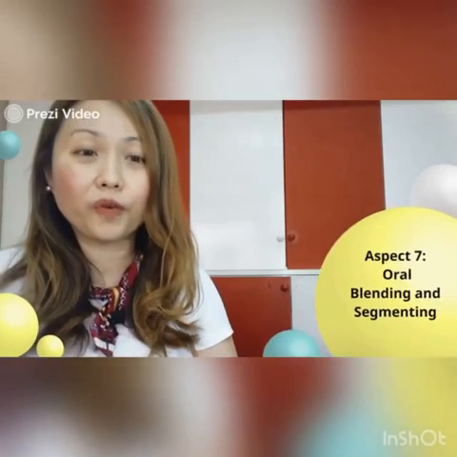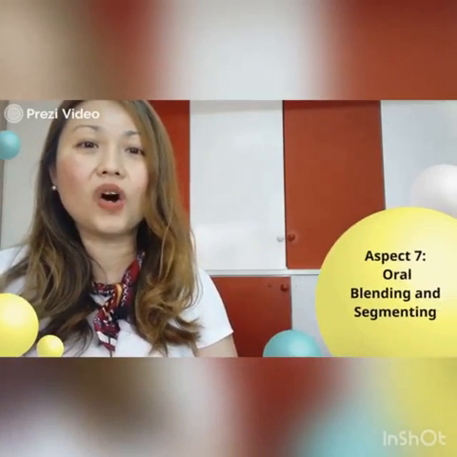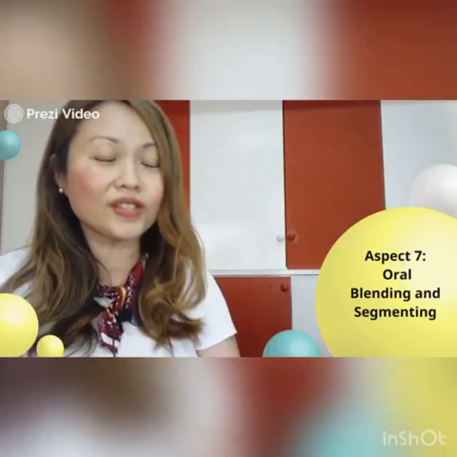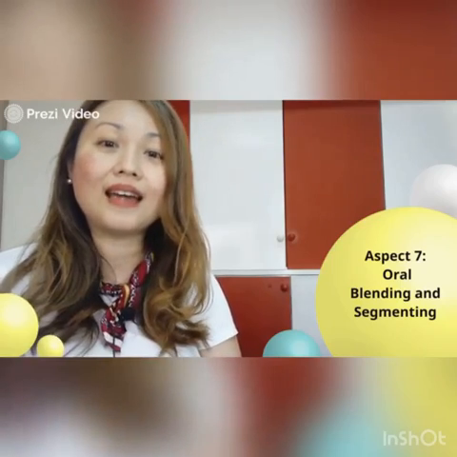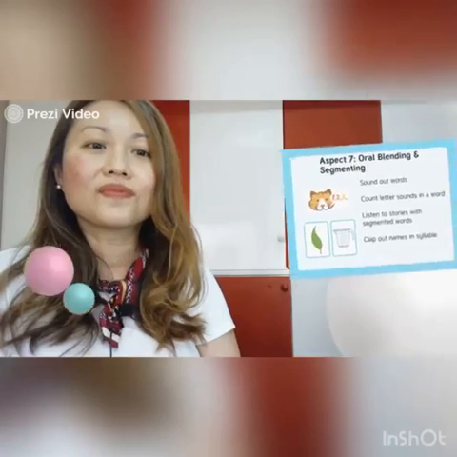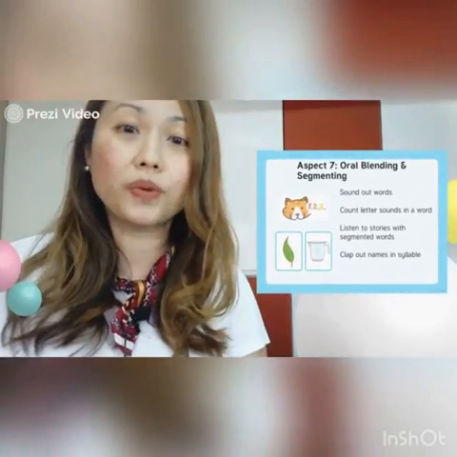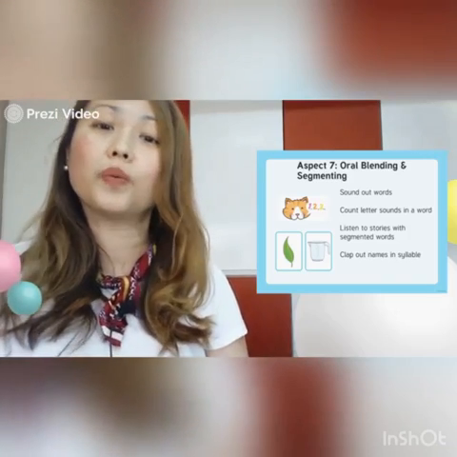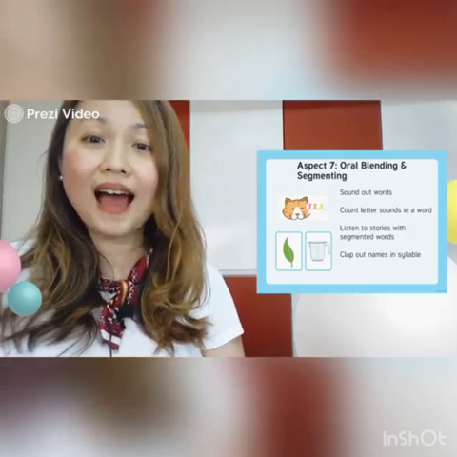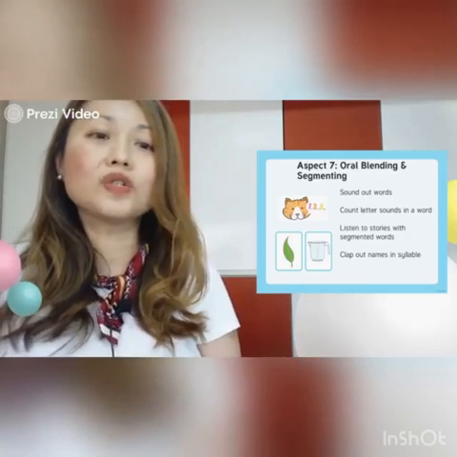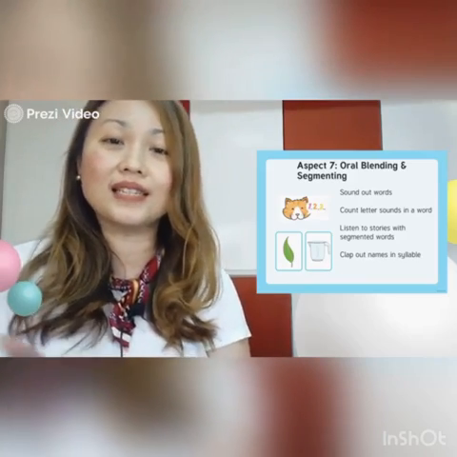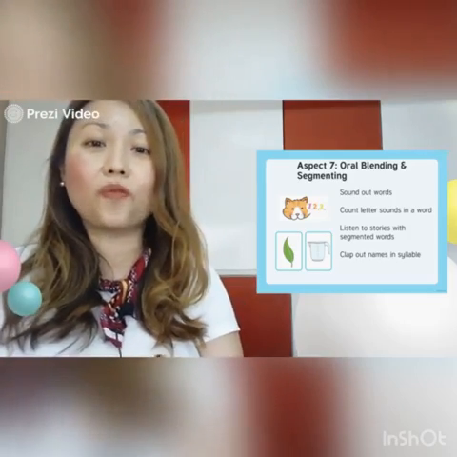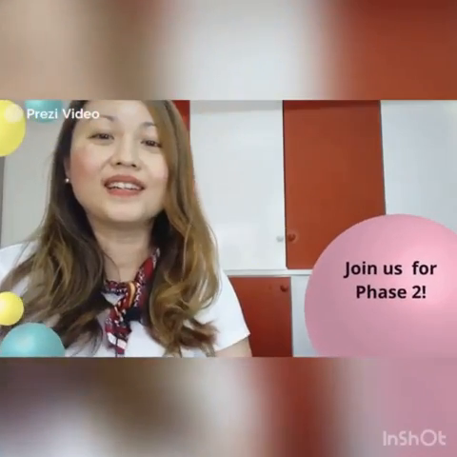And the final aspect for phase 1 is the beginning of remembering how sounds fit in and how these sounds make up words. This is what we call oral blending and segmenting. You can practice with your child or your student, sounding out these words. You can count the letter sounds in a word, for example, k, a, t, cat. And of course, listen to more stories or clap these out in syllables, like C-A-T. So these are just the aspects for phase 1 of reading.